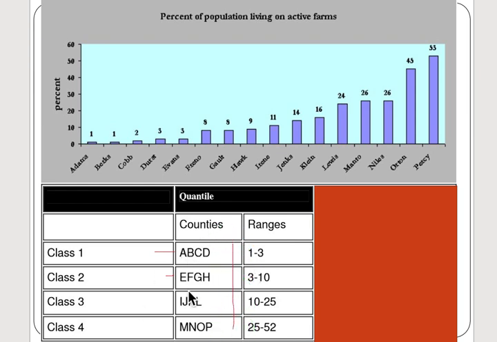So again, with quantile, we're looking at an equal number of counties, whereas the range is different. Here the range for class 1 is 1 to 3, and then for class 2 it's 3 to 10. So that's important to review.